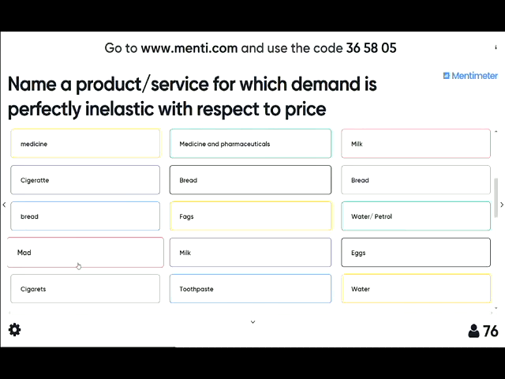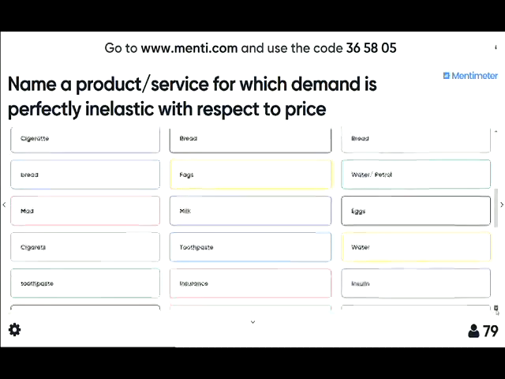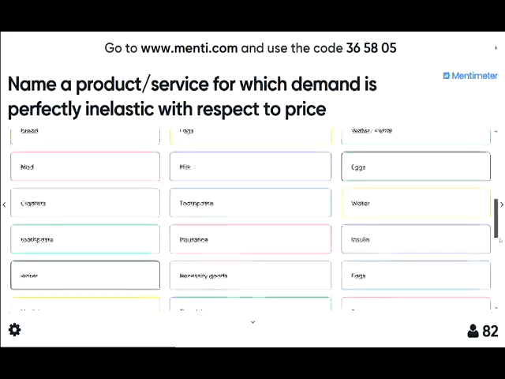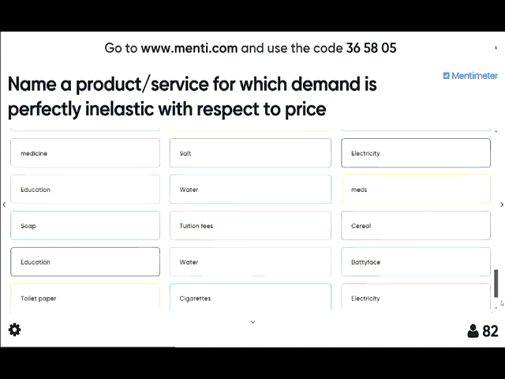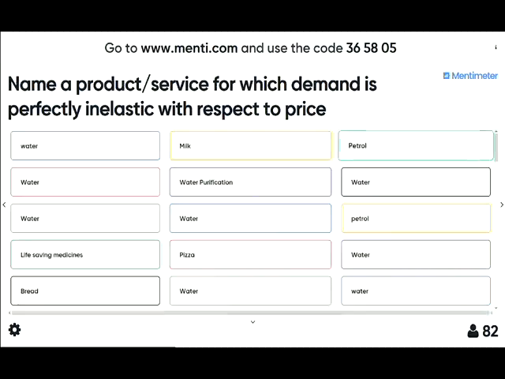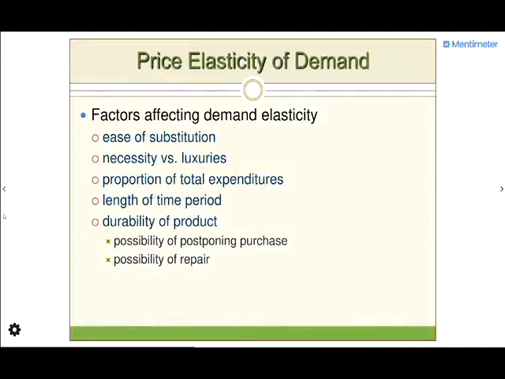In perfectly inelastic cases, basically the product is a necessity. Without it, you cannot live. So you need to think about that sort of product, that imaginary product you may have in mind, or a product that already exists. Toothbrush, and okay, all right, so it's too much now. Now, moving on, I'll talk about it.